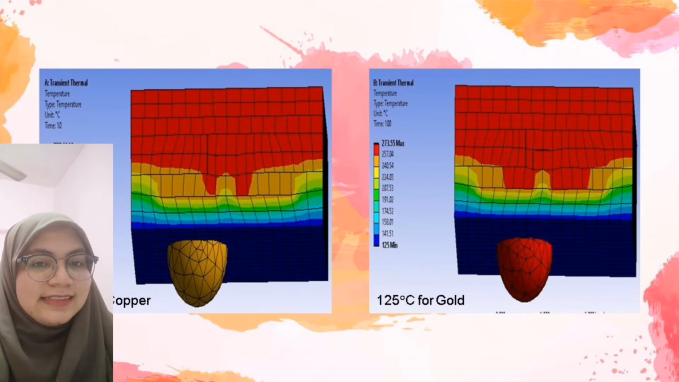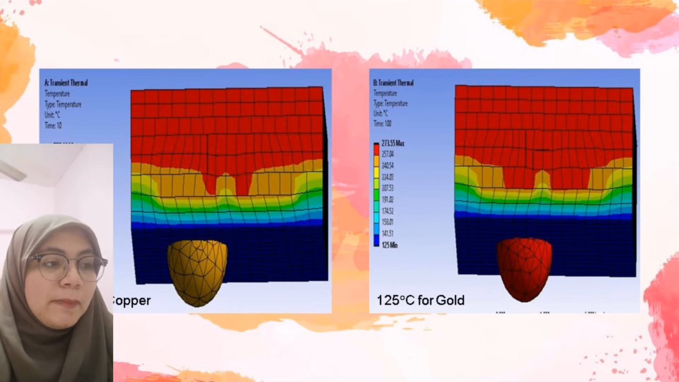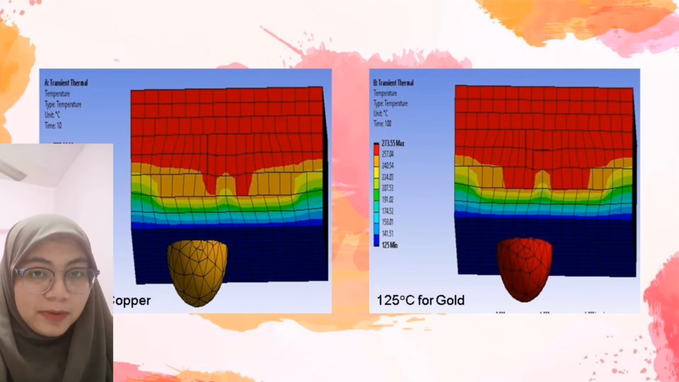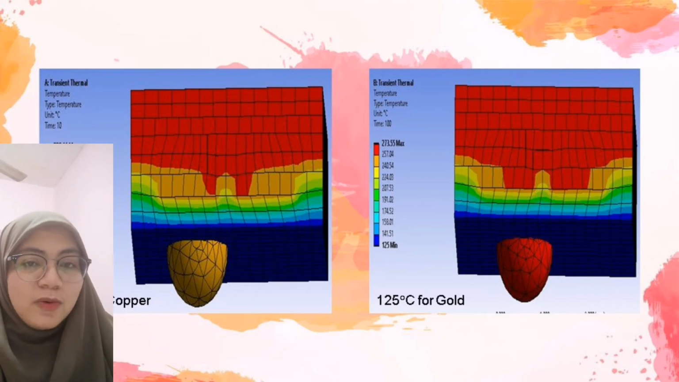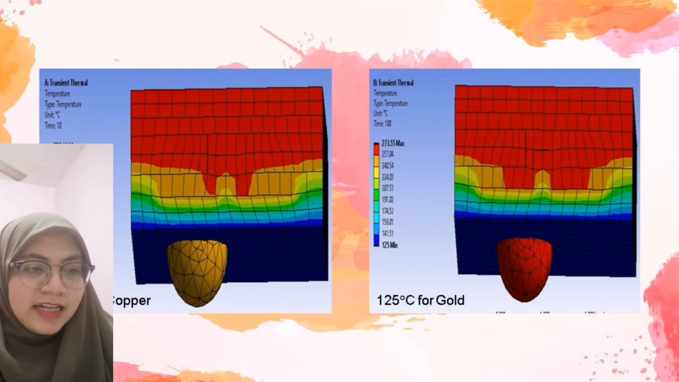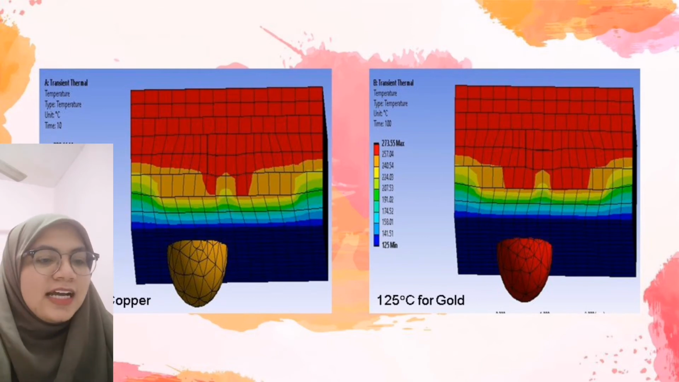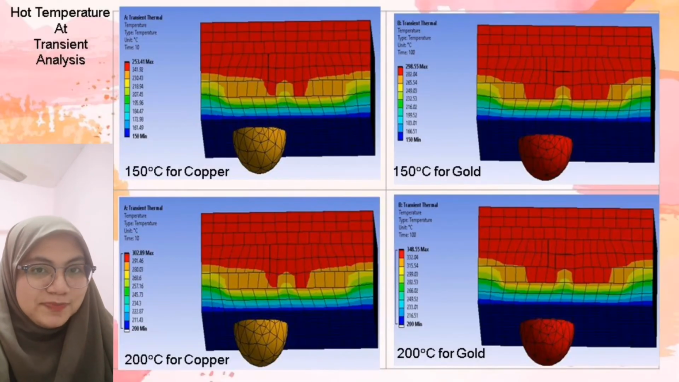Next, this is the operating temperature for the package based on the paper. Okay, we can see that for 125 degrees Celsius on the copper, the higher temperature is 228.66. This indicates that the limit temperature for the copper in the transient analysis is 125 degrees Celsius. And for the gold itself, the temperature rises to 273.55 for 125 applied to the gold.